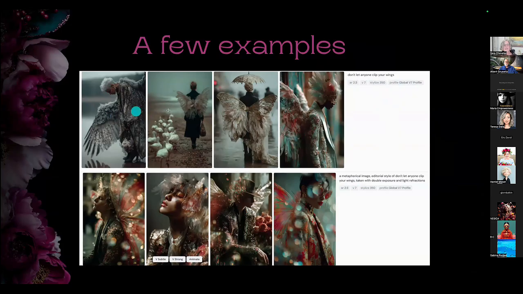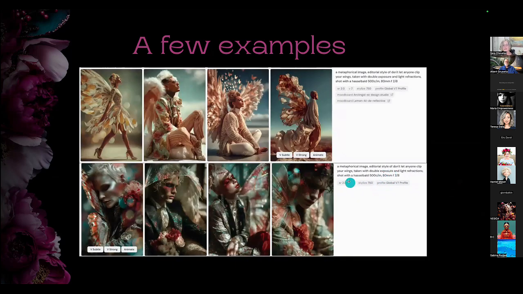And then I was like, okay, this is really boring and bland to me. So I was like, let's try a metaphorical image. Editorial style of don't let anyone clip your wings, taken with double exposure. Again, I kept it at 350, didn't do anything but my global profile. Then I kept the same exact one. I just amped it up to 750. Here I added the Hasselblad into it.